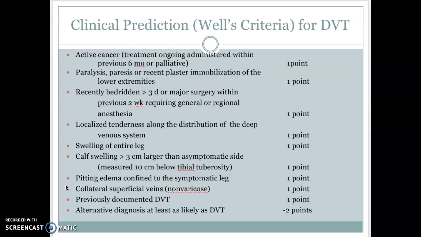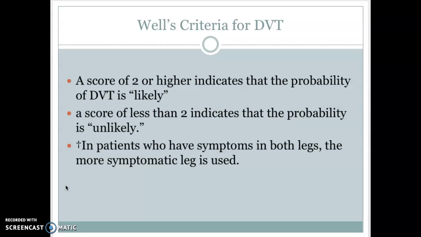So this clinical prediction tool gives us the ability to look at these various factors and help us predict whether or not DVT is likely. So let's jump ahead one slide real quickly and look at a score of 2 or more means a DVT is likely, less than 2, unlikely. And of course, the higher the score above 2, the likelihood increases quite significantly. And if someone has these kinds of symptoms in both legs, we're going to look at the leg that has the higher score.